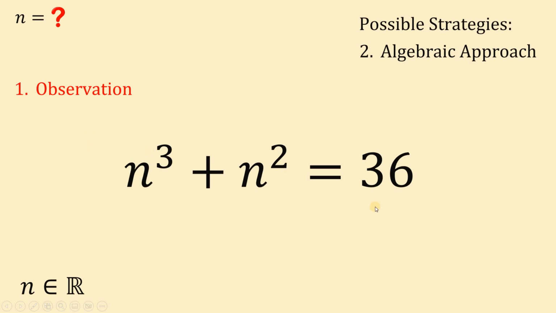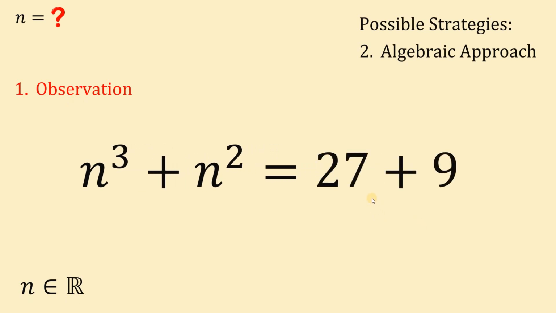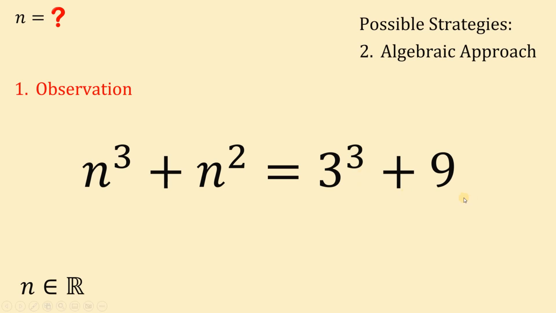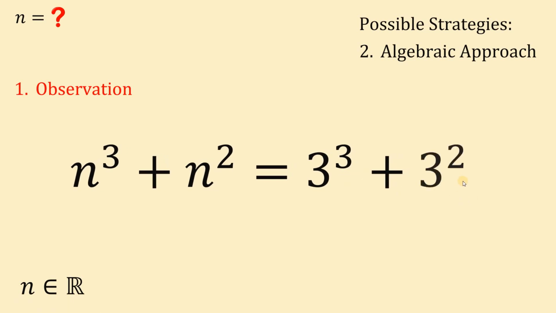Now, as we observe, 36 is just 27 plus 9. And take note that 27 must be equal to 3 raised to 3, and this 9 is just 3 raised to the power of 2. So now, comparing the right-hand side to the left-hand side, we can say that n must be equal to 3. This is by observation, so we solved this question using observation.